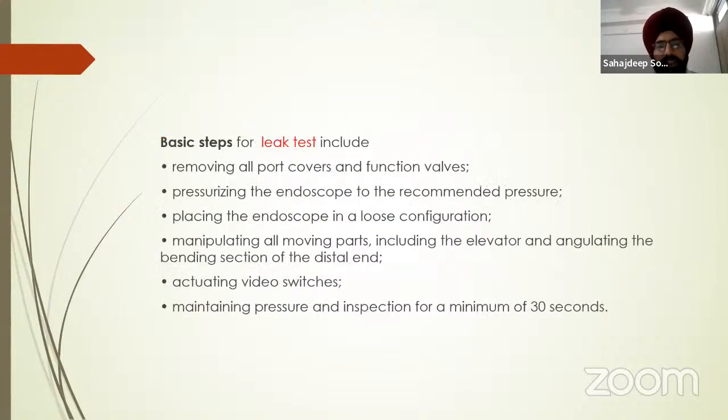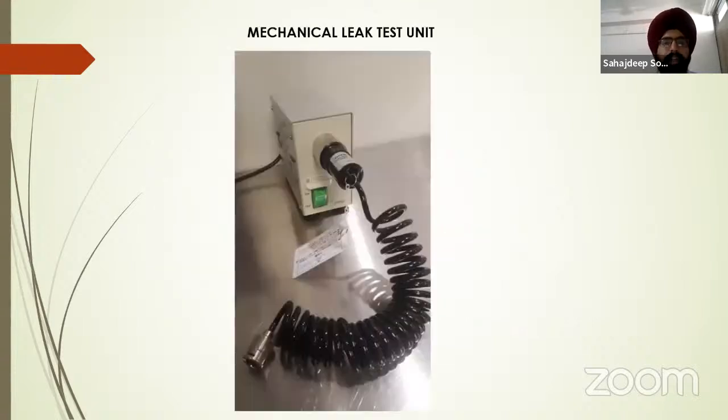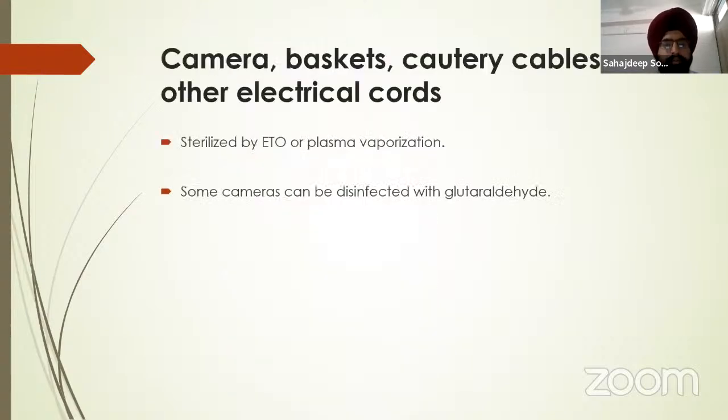The basic steps of leak testing are removing all the port covers and function valves, pressurizing the endoscope to the recommended pressure, then placing the endoscope in a loose configuration and manipulating all movable parts, and then maintaining the pressure and inspecting for a minimum of 30 seconds. We have to maintain pressure and check for any air bubbles for a minimum of 30 seconds. This is a mechanical tester. It is a pressure producing machine, and the other end is attached to the instrument.